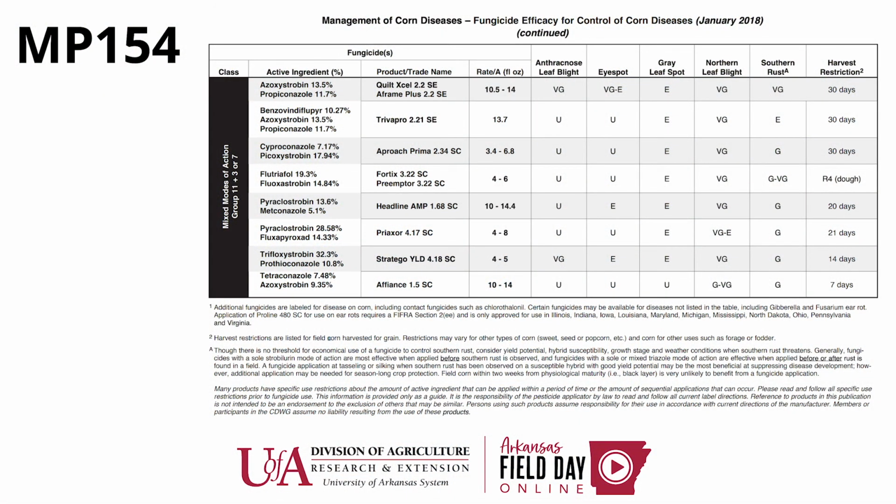Second, we also want to understand what southern rust looks like relative to a similar looking disease called common rust, and not confuse the two, so that we're not spraying common rust thinking that it's southern rust. A list of fungicides labeled for southern rust can be found in the MP154 publication, along with an efficacy chart indicating which products might be best to control that disease and others.